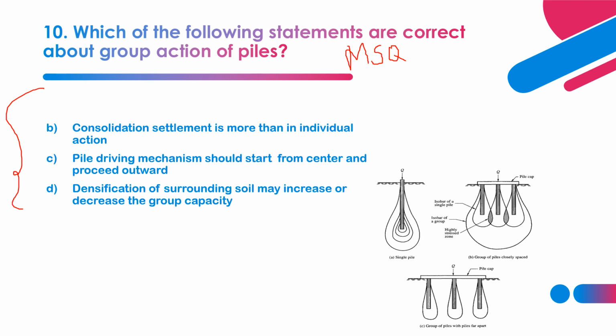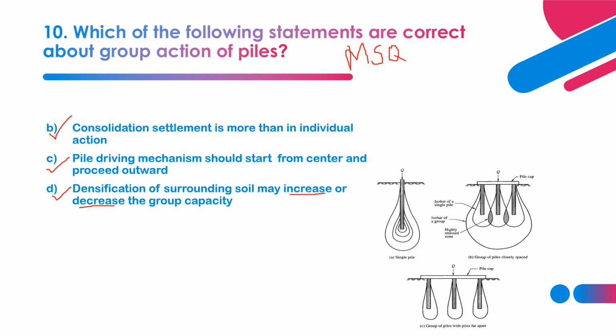That is, consolidation settlement for pile group is more than in individual action. It is observed like this only. Pile driving mechanism should start from center and proceed outward. Densification of surrounding soil may increase or it can also decrease. That depends on the pile group action and surrounding soil. It does not always increase the group capacity. It may increase or it may decrease the group capacity due to the densification of surrounding soil.